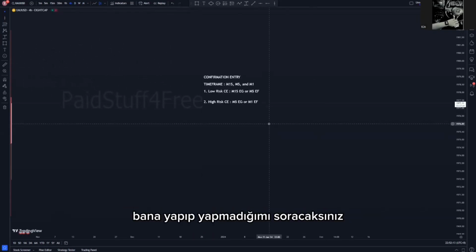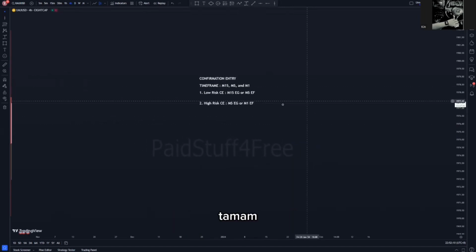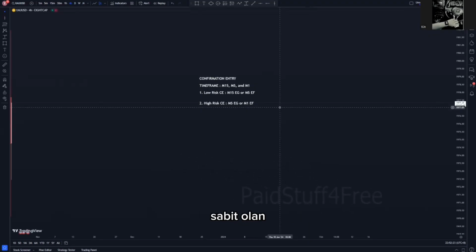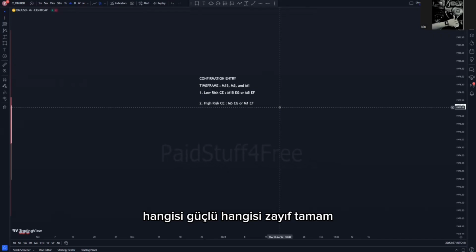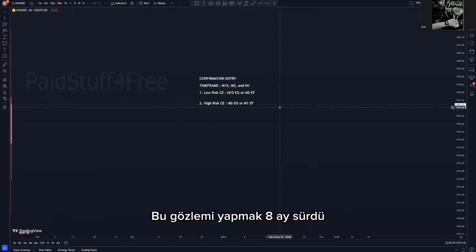I know you guys are going to ask me, Kin, which confirmation entry is the solid one, the fixed one, the best one, the strongest one? Everything inside this topic is going to be subjective. We can't tell which one is good, bad, strong, or weak. It depends on you guys. But for this one, last year I did my observation. I took 8 months to do this observation.